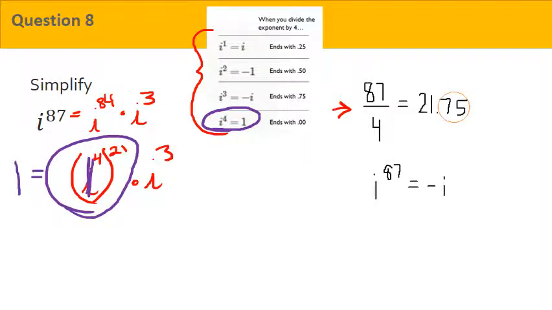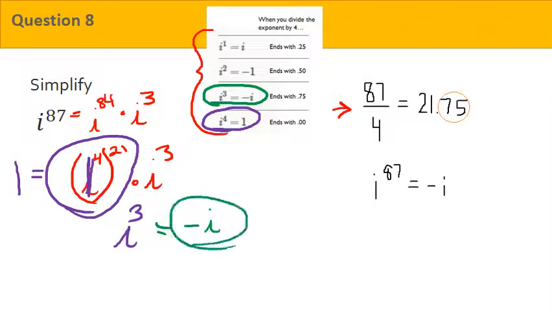The whole thing is equal to 1. And then I'm left with just i to the 3rd. And what did we say i to the 3rd is equal to? That is equal to negative i. So therefore, i to the 3rd is equal to negative i. And that's how we get the answer, negative i.